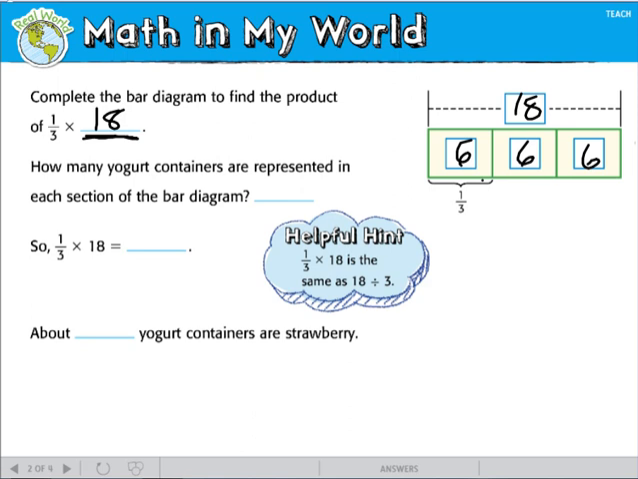Now our numerator, the number on the top of our fraction, tells us how many boxes we need. How many boxes do we need for our answer? 1. What number is in that one box? 6. Okay, so we have 6 in each of the boxes, and our answer is 6. So about 6 yogurt containers are strawberry.